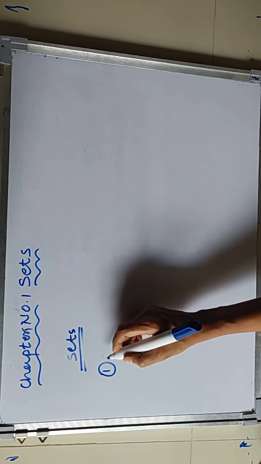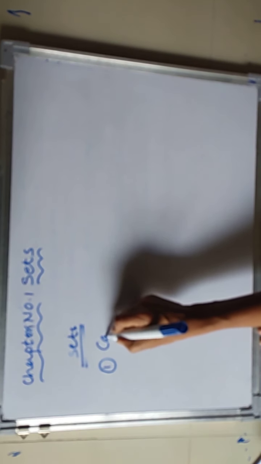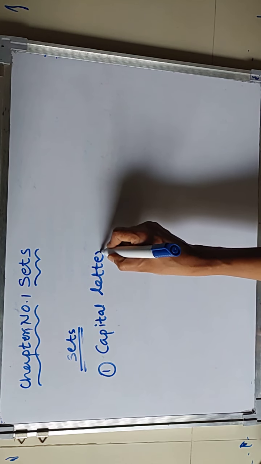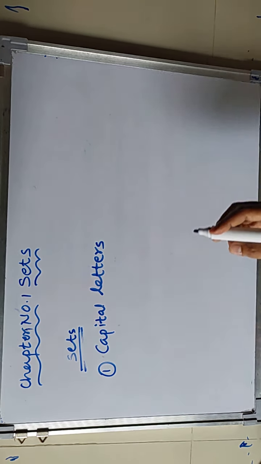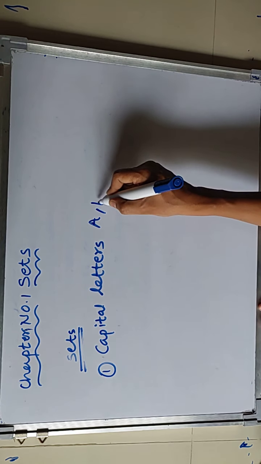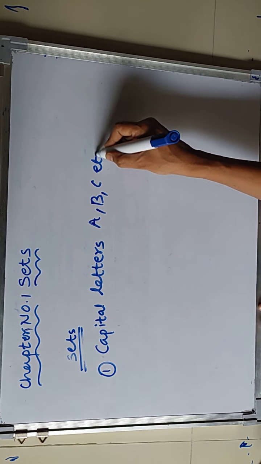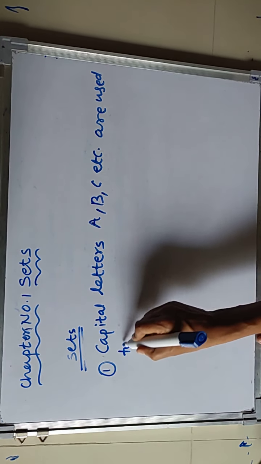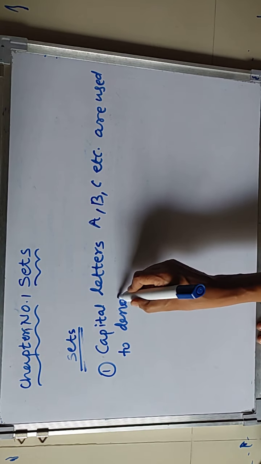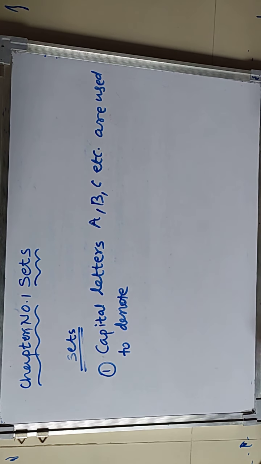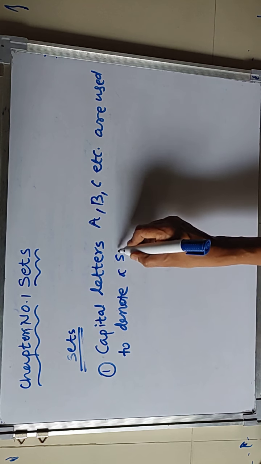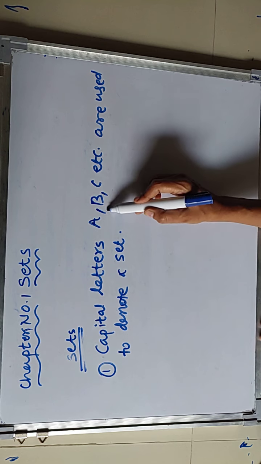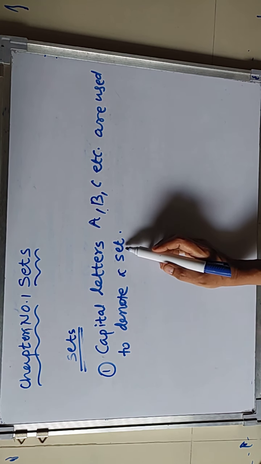First, a capital letter. I am repeating again, capital letters A, B, C, etc. are used to denote a set. It is the first thing. We have to use the capital letter to represent the set.